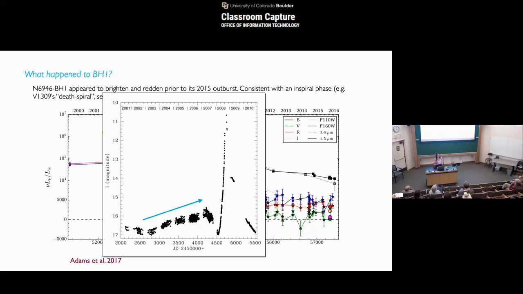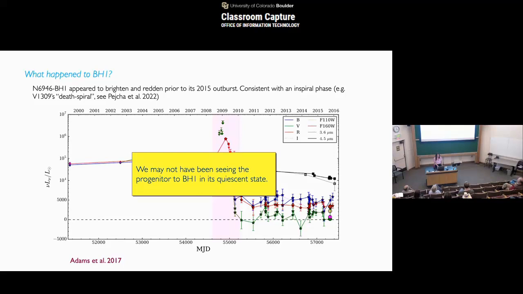But we know that was a merger. This kind of phase where it's getting brighter was termed the death spiral. So it could be that what we've seen for BH1 is two stars spiraling in on each other, creating a load of mess, an outburst, and then it's faded away. So we also may not have been seeing the progenitor to BH1 in its quiescent state. It could have been getting brighter prior to this outburst.